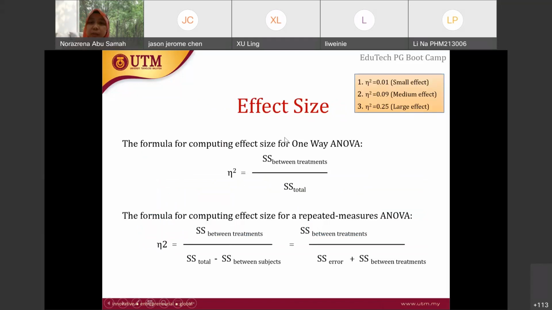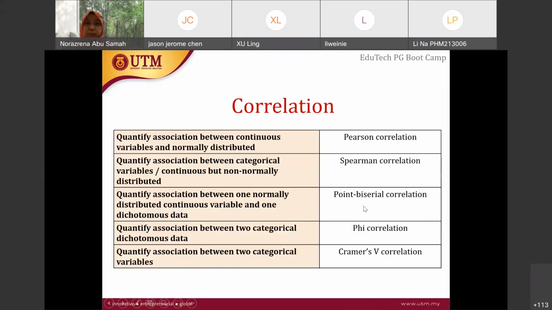And then this is how to calculate the effect size. All values are in the SPSS table. You can calculate it yourself. Then for correlation, correlation is to identify the association or the relationship. Normally we only use Pearson and Spearman, but maybe next time you can try these 3.